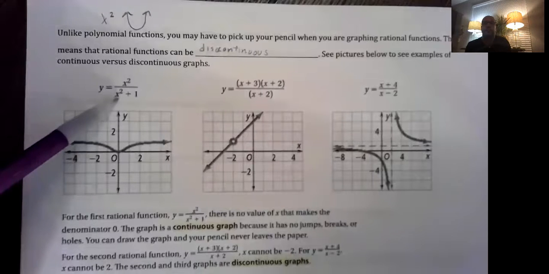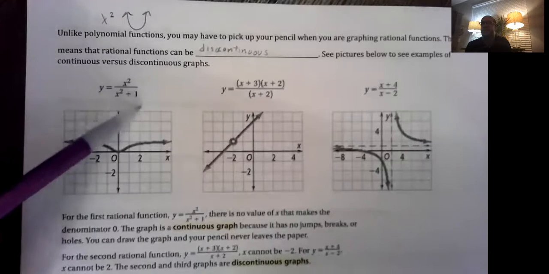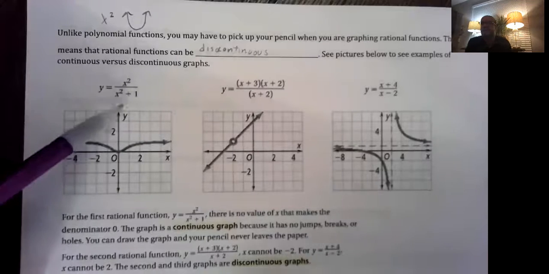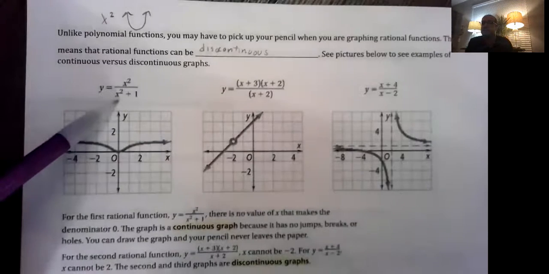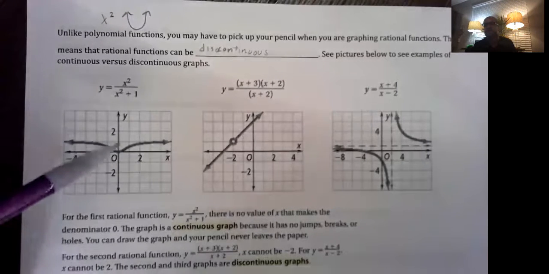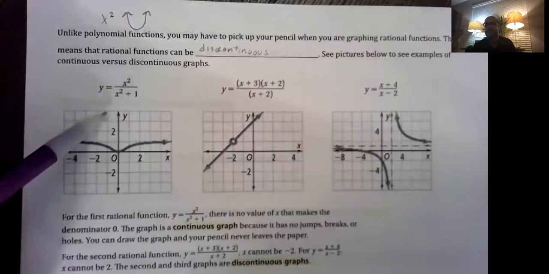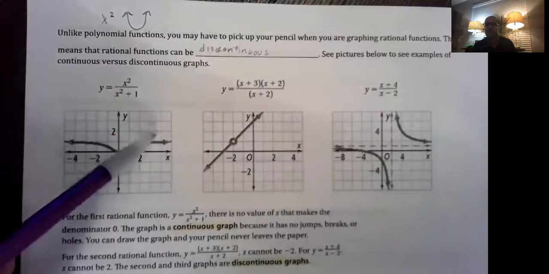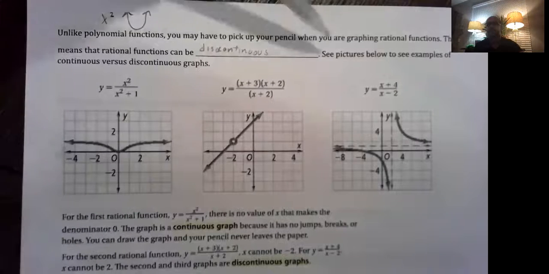On the bottom one here, x squared plus 1, I know something's discontinuous if the bottom will ever equal 0, depending on what x is. So can I plug a number in for x, square it, add 1, and get it equal to 0? I don't think I'm going to be able to do that. And you can see that right here. Notice I don't have to pick up my pencil to continue the graph.